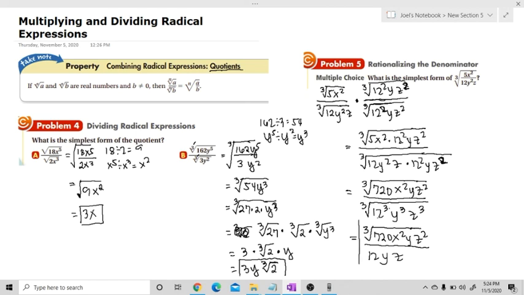We can no longer simplify 720 because 720 has no factor that has a cube root. This is how we rationalize the denominator. This will be the final answer: the cube root of 720x squared y z squared all over 12yz.